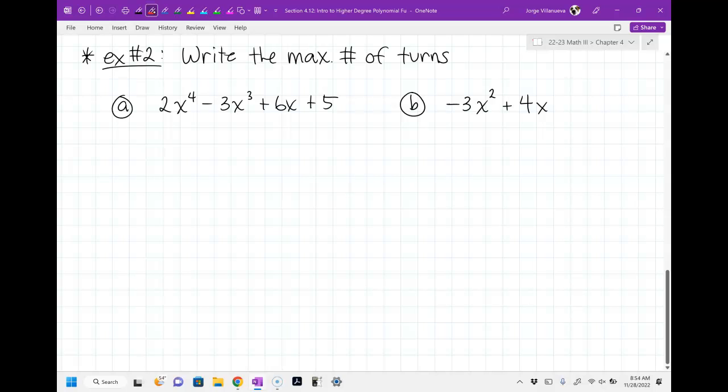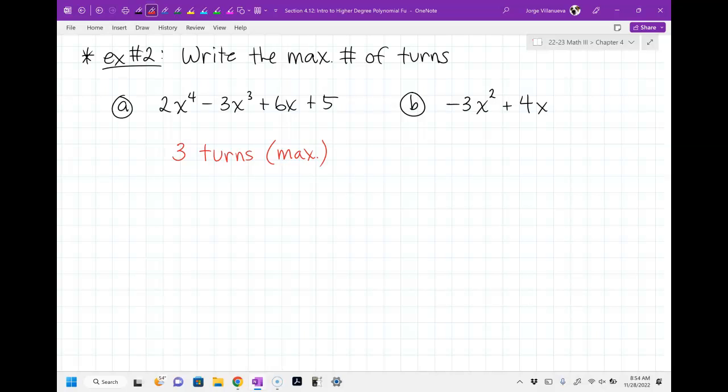So how many turns is part A going to have? 3, right? Because what's my highest power on part A? 4. And my formula says take your degree, which is the highest power, minus 1. So 4 minus 1 is 3. So it's going to have 3 turns. And I'm just going to put right here max. It could have less, but we're talking about the maximum number of turns. Okay?